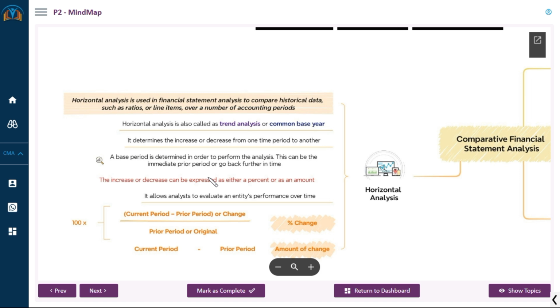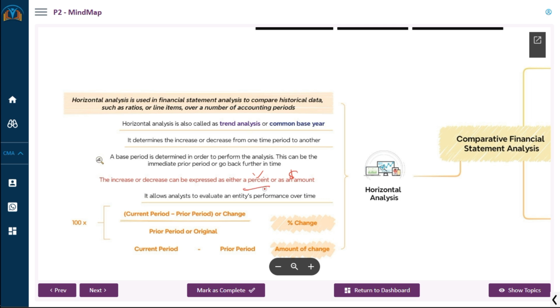In horizontal analysis, a base period is determined in order to perform the analysis. The base period can be the immediate prior period, or it can go further back in time. The most important thing while doing horizontal analysis is the base period, because every calculation is based on it. You can express the increase or decrease either as a percentage or as an amount. It allows analysts to evaluate the entity's performance over time.